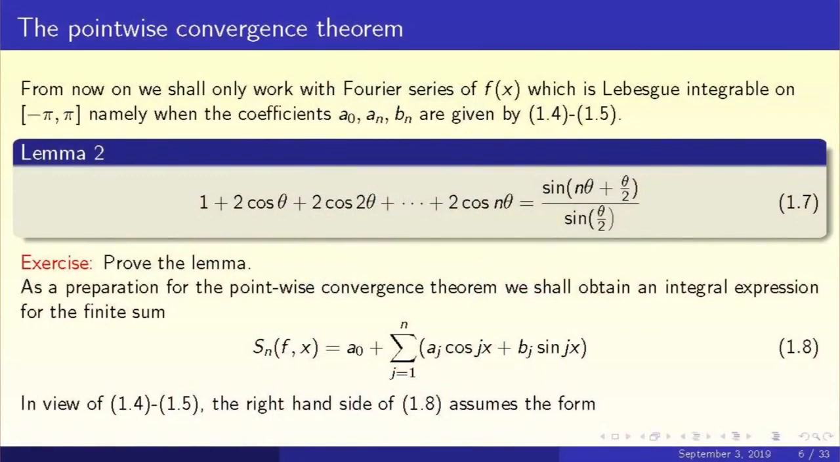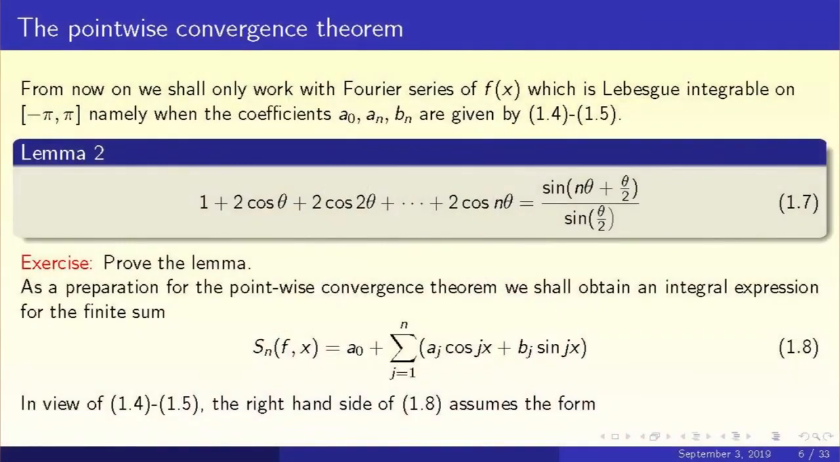Okay, so now let us look at the equation 1.8. The nth partial sum of the series is given by a0 plus summation j from 1 to n of aj cos jx plus bj sin jx. It's a finite sum, and what we wish to do is to rewrite the finite sum as an integral expression. How do we do that?